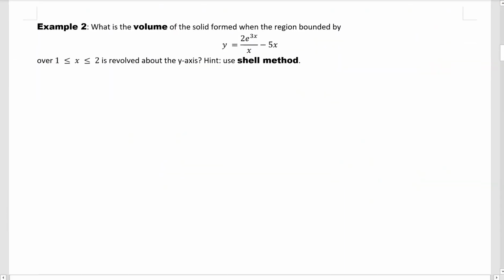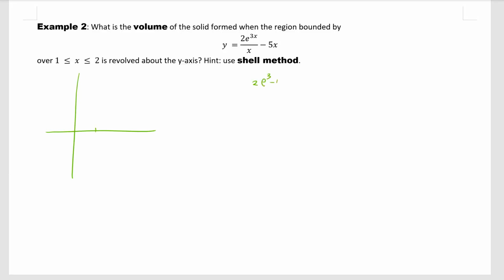Okay, so this one. What is the volume of the solid formed when the region bounded by this curve over 1 and 2 is revolved about the y-axis? We don't know what this function looks like, but it's okay. We just plug in 1. So if we plug in 1, well, 2e cubed minus 5. Well, this is a big number, but I know it's going to be a positive number.